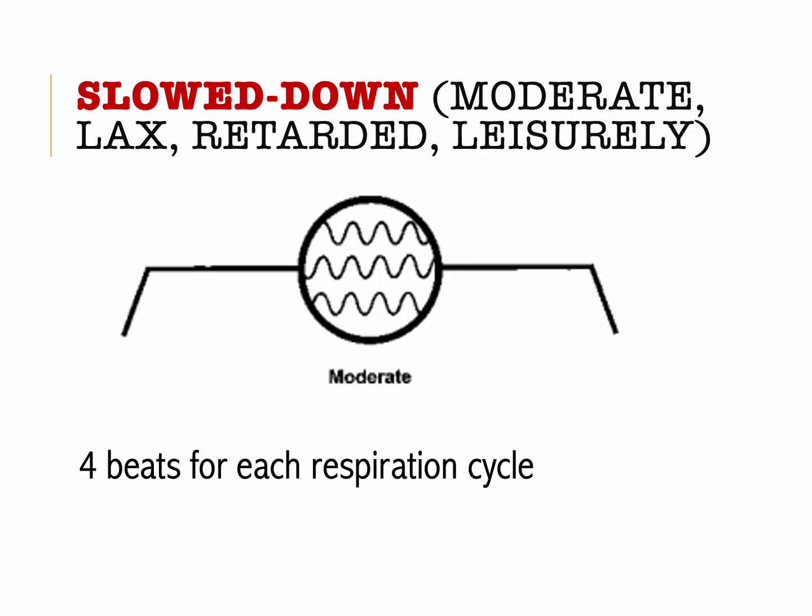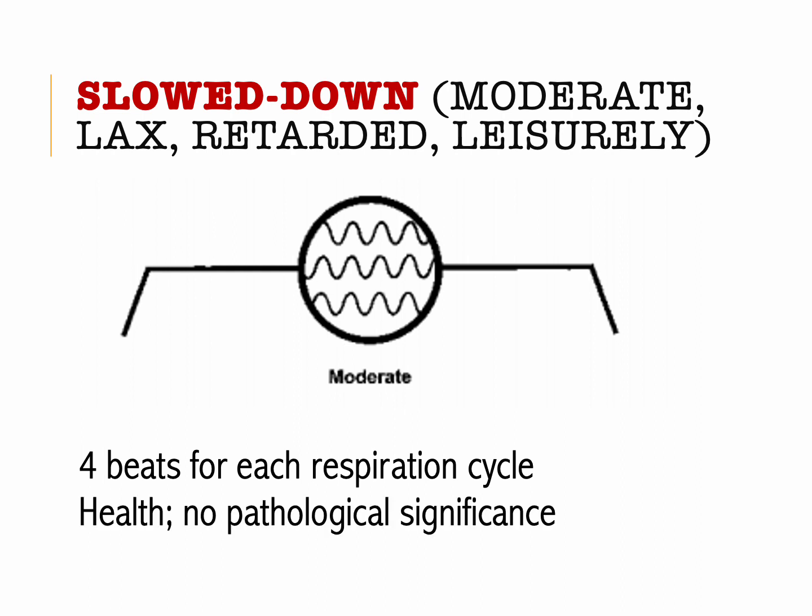Slowed down pulse is also called moderate, lax, retarded, or leisurely pulse. It has 4 beats for each respiration cycle. Slowed down pulse indicates health, with no pathological significance.